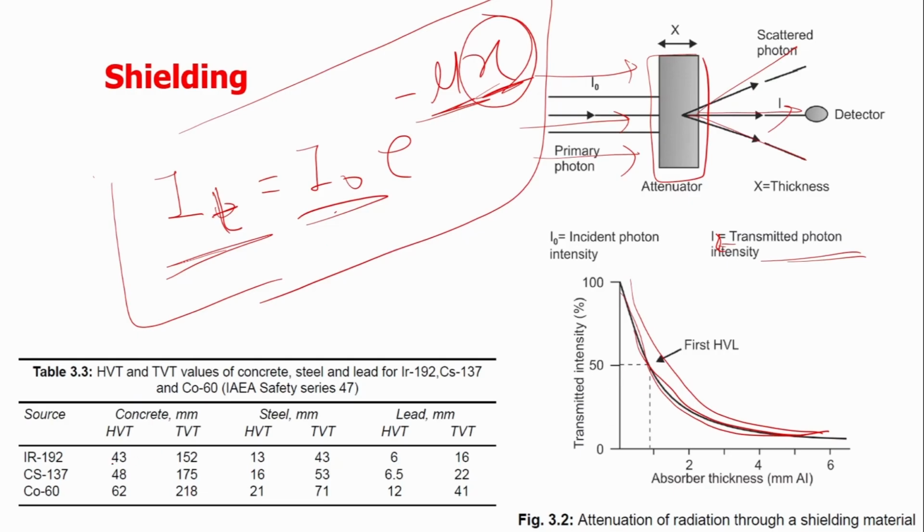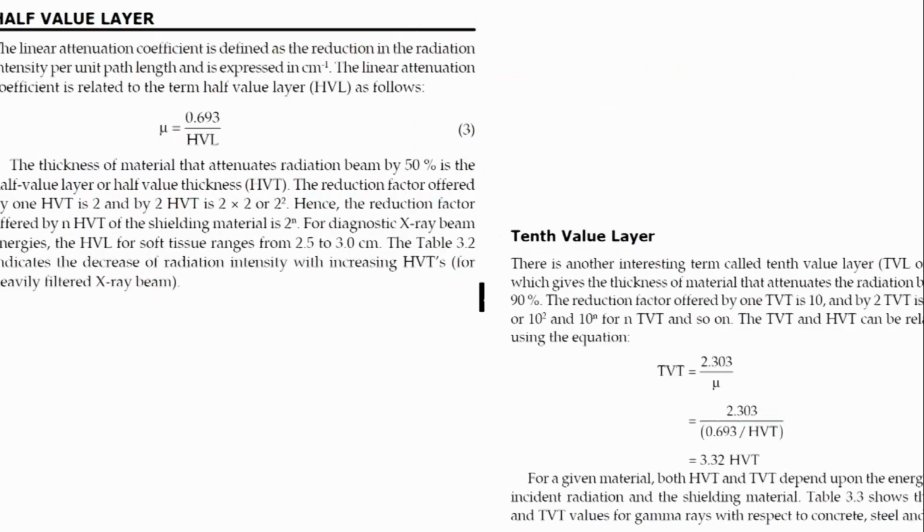Now we will understand which materials are generally used in radiation protection for shielding in a radiation field. The most commonly used material is concrete, then steel, and then lead. All materials have a different density, and the role of density is very important. To understand shielding calculation, we must know two terms: the half value layer and the tenth value layer.